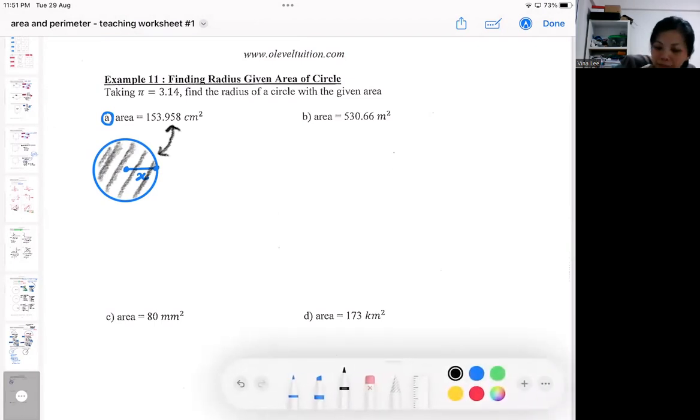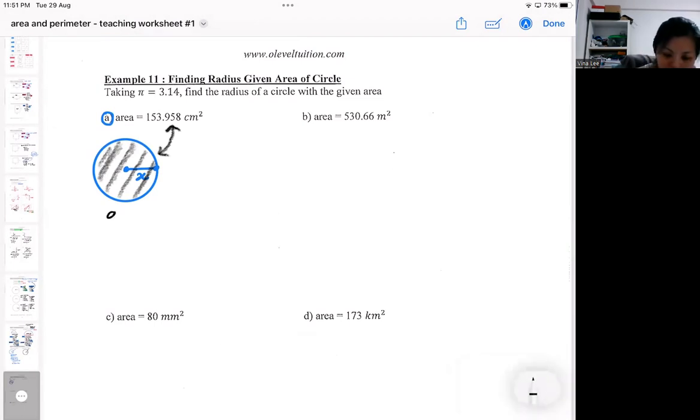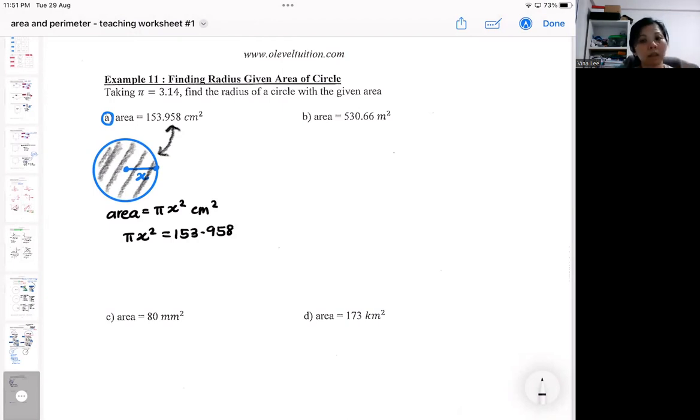Again, I'm going to do my label first. Area will be pi x squared, because it's supposed to be pi radius squared, but my radius is x. So that will be centimeter squared. So pi x squared is 153.958. Can you see the setup of the equation? Then I put in the 3.14.